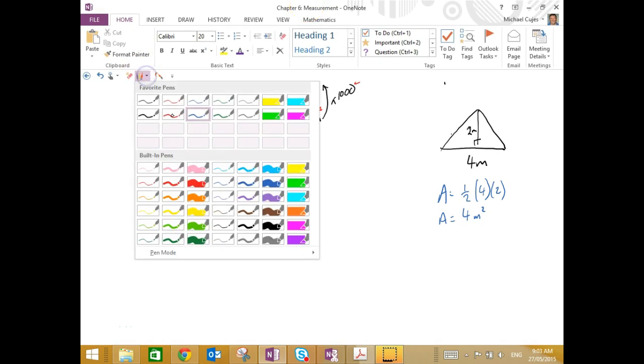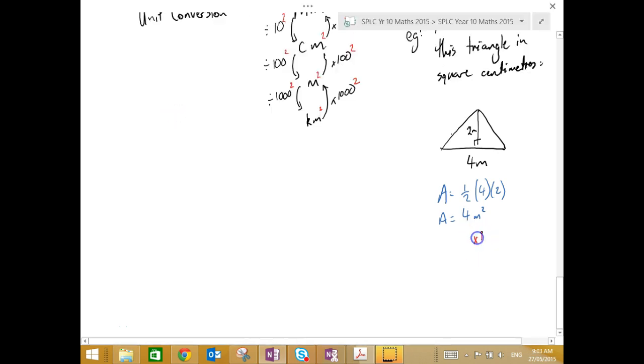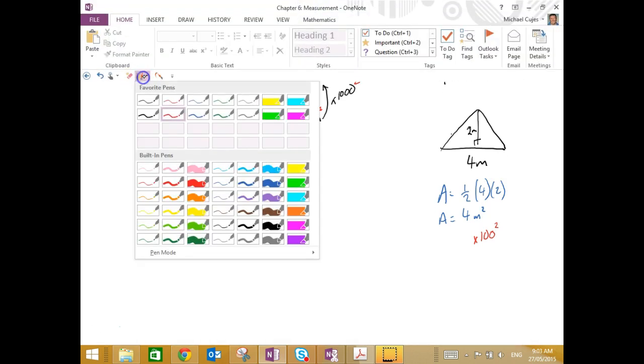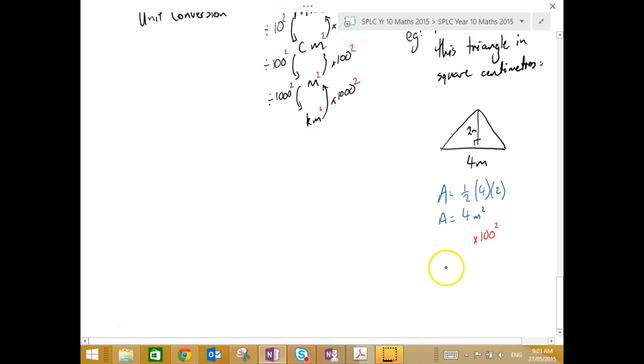Not just 100, easy. Because each of the measurements, the 4 and the 2, needed to be multiplied by 100, didn't it? So you multiply by 100 squared. So you just got to remember that. If it's square units, I've got to square both measurements. So that's a 4 and then 4 zeros stuck after it. So it's 40,000 square centimetres. There you go. It's pretty easy, isn't it? So 4 square metres, 40,000 square centimetres.